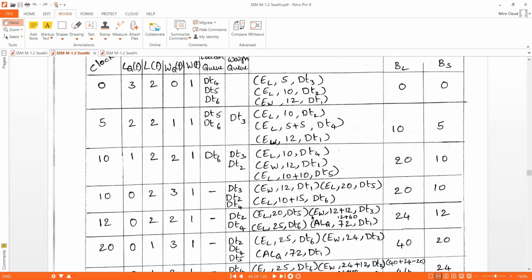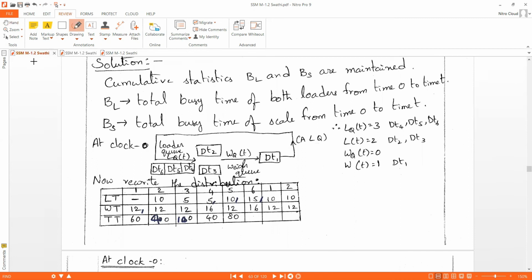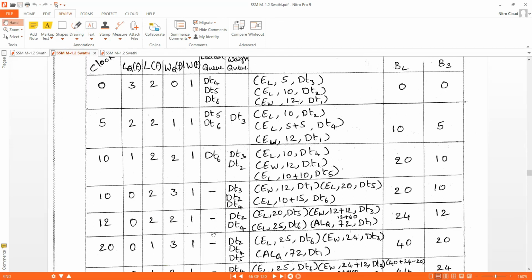How do we come to know what time DT3 completes its weighing? By seeing this table. DT3 started weighing at simulation clock time 12. So simulation clock time 12 plus, and its ending weighing event occurs after 12 minutes.